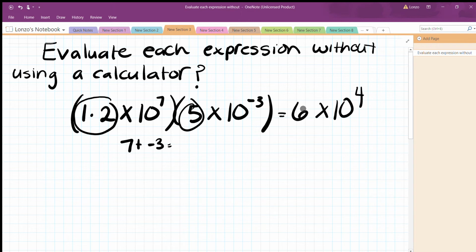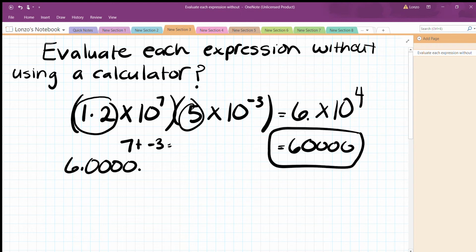I don't want it in scientific notation. I want it in whole numbers. So here's my decimal place. We're going to move 6.0 four places to the right. So it's going to be 1, 2, 3, 4. So my final answer is this big number.